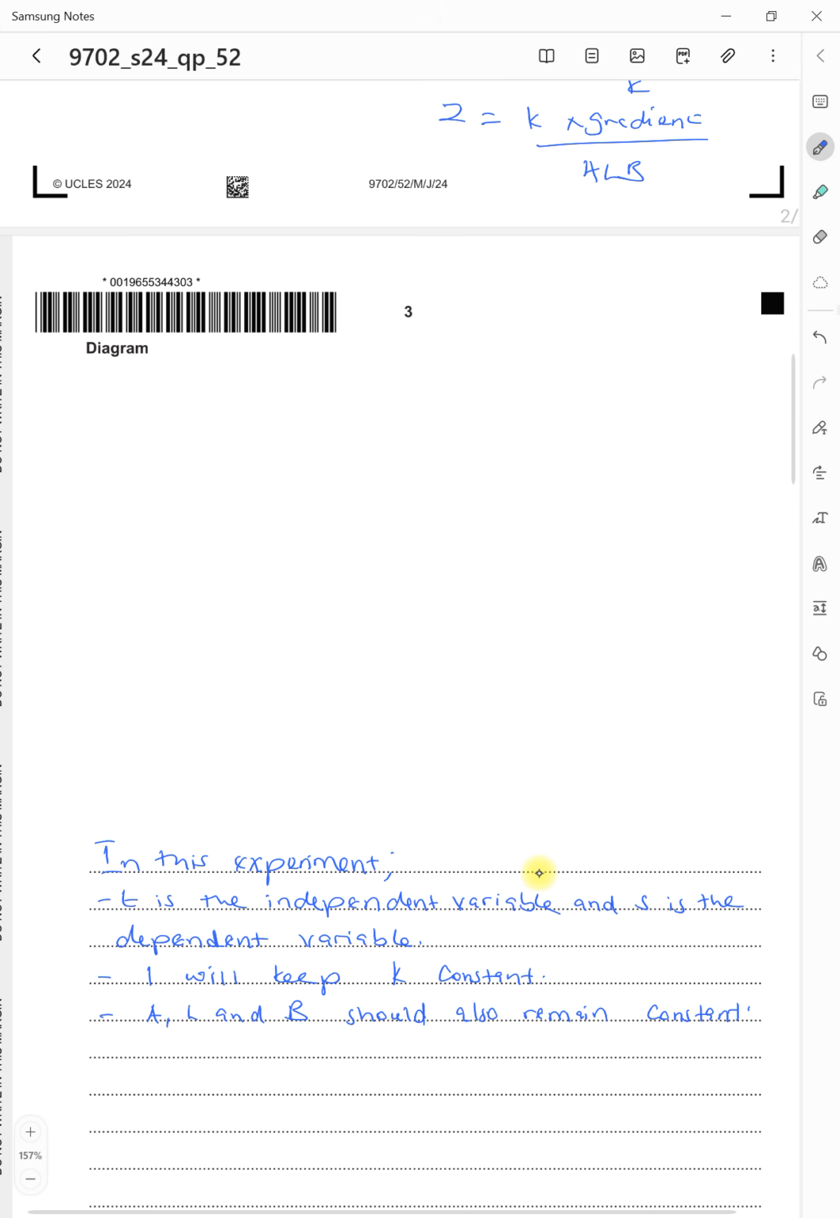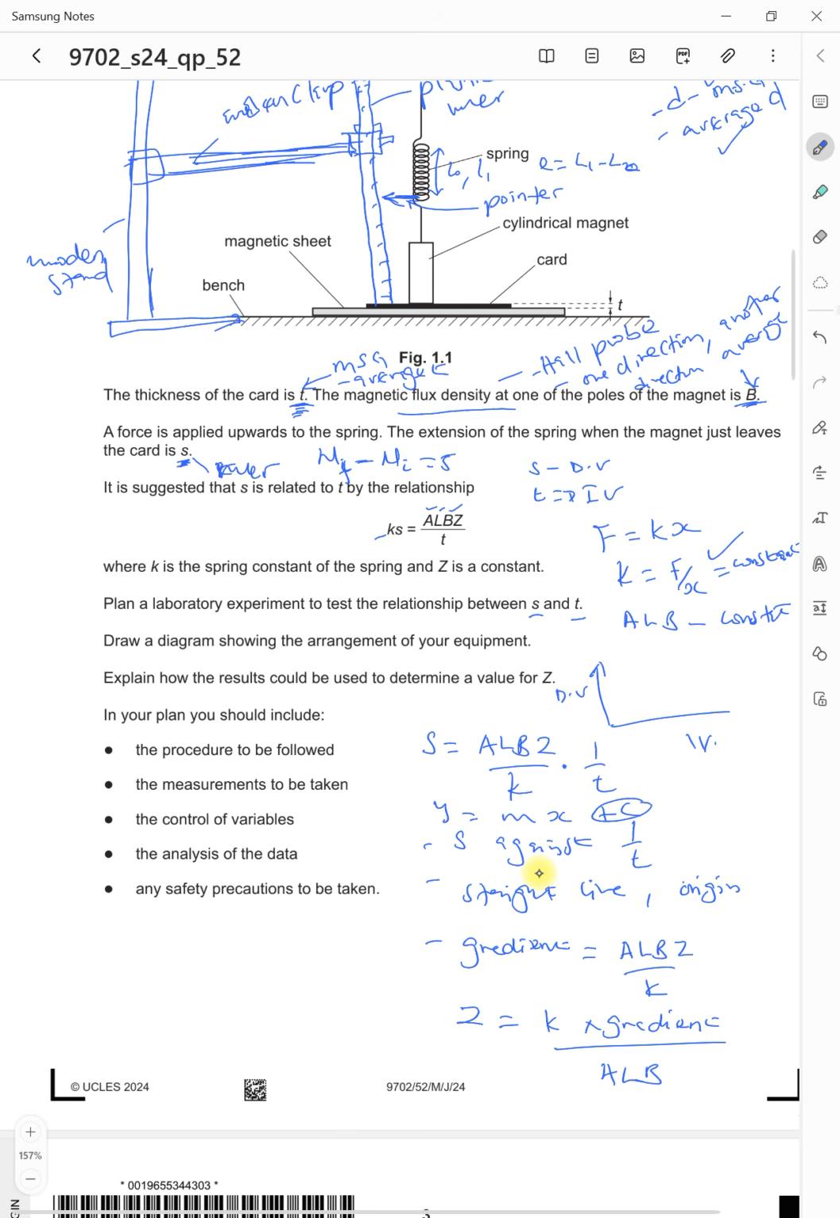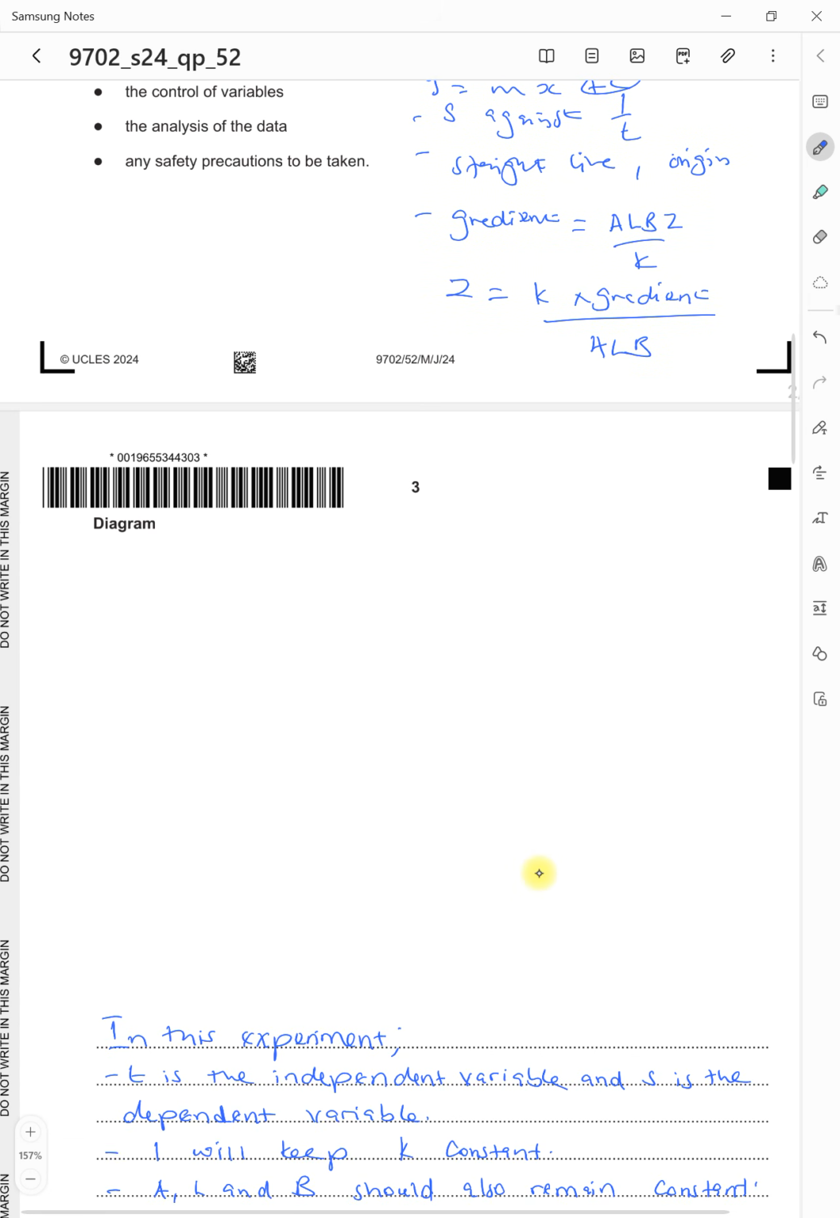Okay, so I will first draw the diagram. My diagram may not be very accurate, it may not look very nice because it is on paper. But one thing I forgot to mention is that when I try to lift the magnet, the magnetic sheet may also move upward. So I have to fix it on the table using maybe G clamps. Okay. So I'll sketch a diagram. You can draw a better diagram.